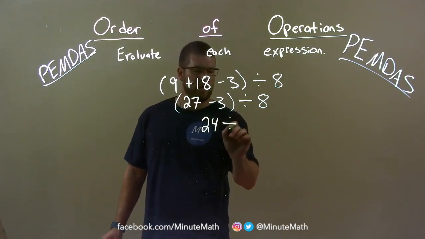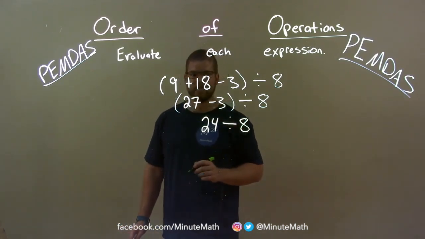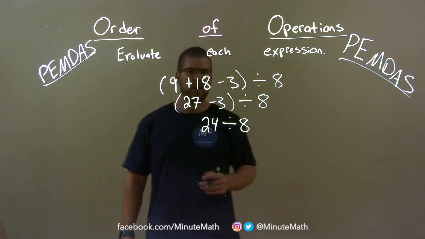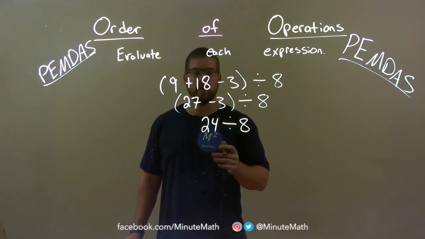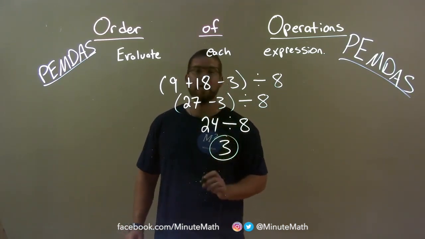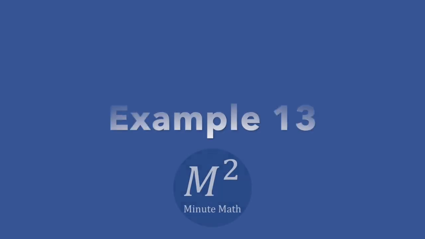24 divided by 8. So now we have 24 divided by 8. Well, 24 divided by 8 is 3. So 3 now is our final answer.